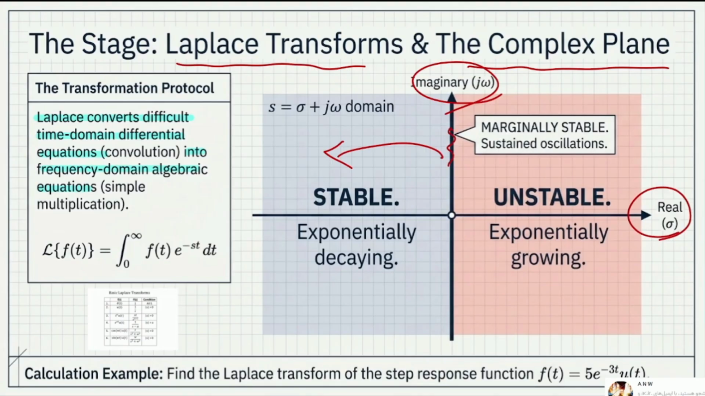If they're on the y-axis, we say that we have a marginally stable system, and if everything, or at least some of them, are on the right side, we say that we have an unstable system. So this is the definition of the Laplace. Laplace of the time domain is the integral from 0 to infinity of f(t) times e to the power negative st dt. By converting the time domain, we are trying to decrease the complexity of the modeling of the system itself.